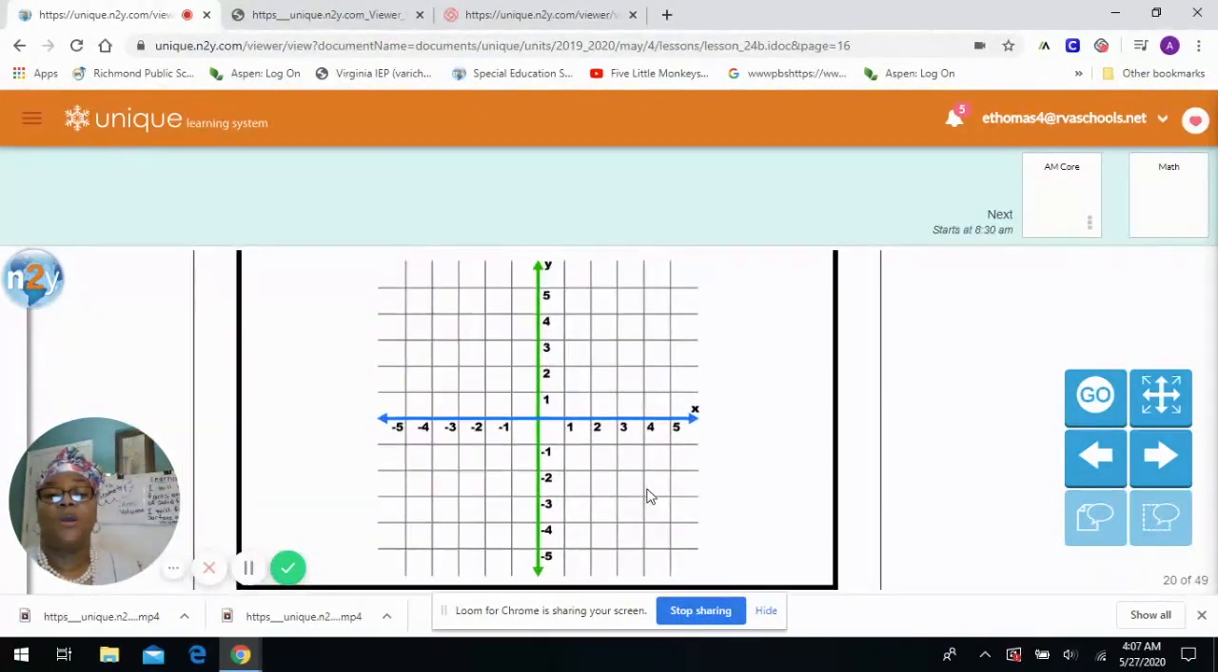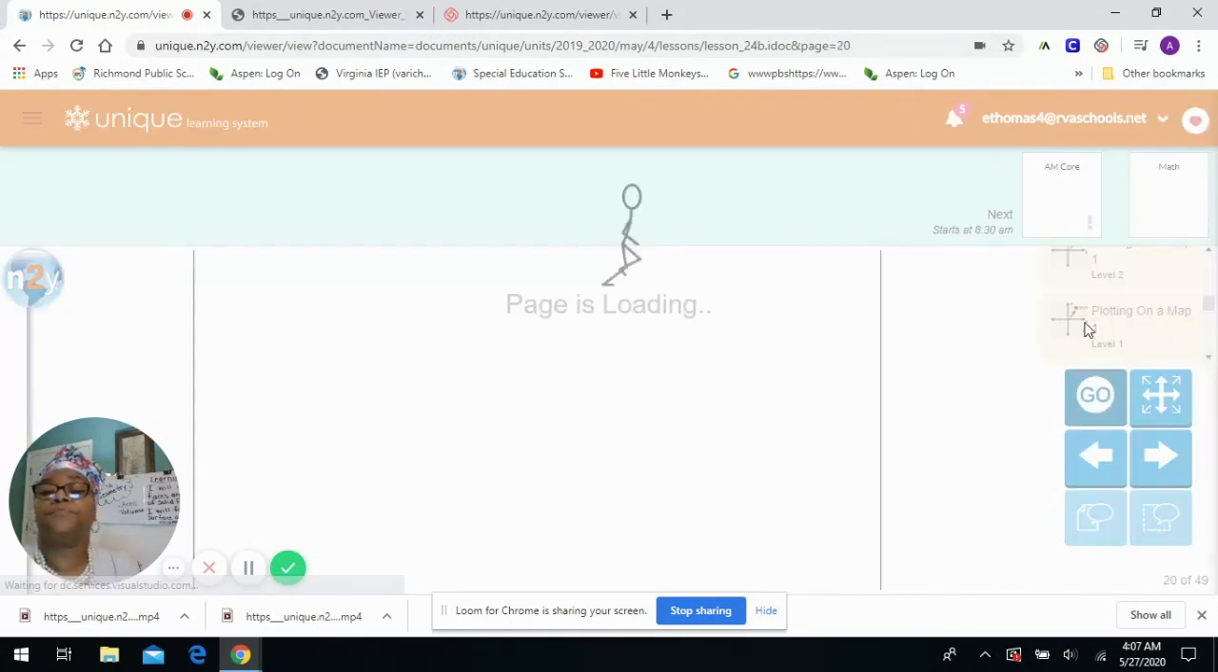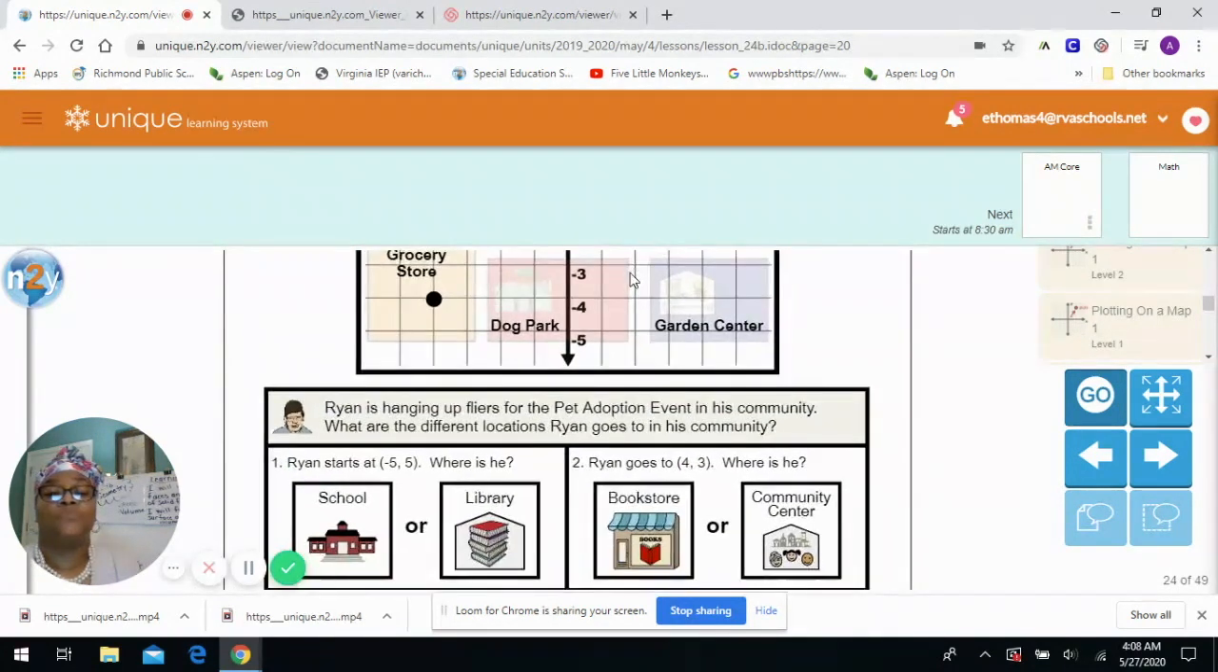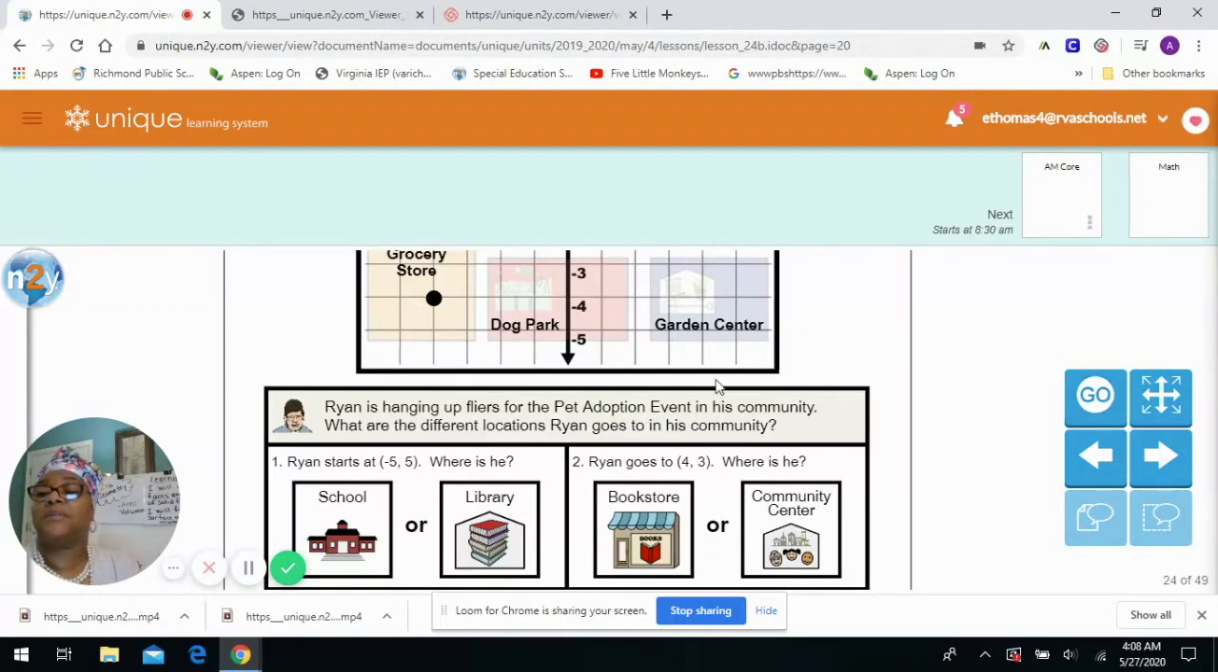Remember, we're going to have a plot here and a plot there. They're always going to have which one will go first? The X will go first, just like in the alphabet, X, Y, Z. So you have X and then Y. And the X always comes first. Okay? Now, so we're going to plot on the map. All right, so hold on, let's go back one and see.